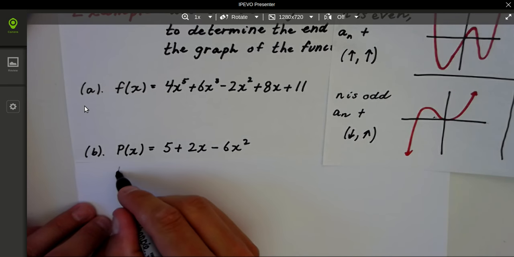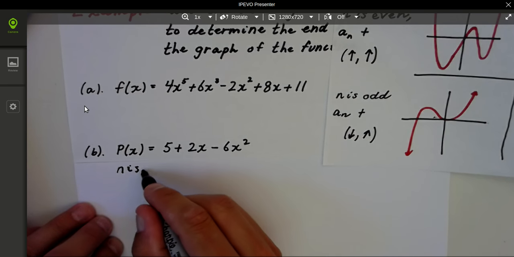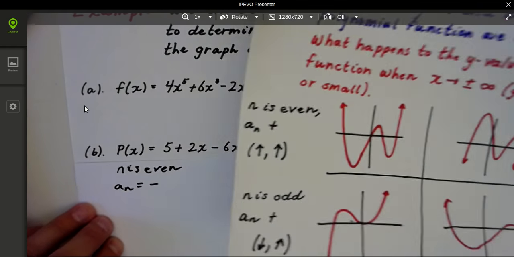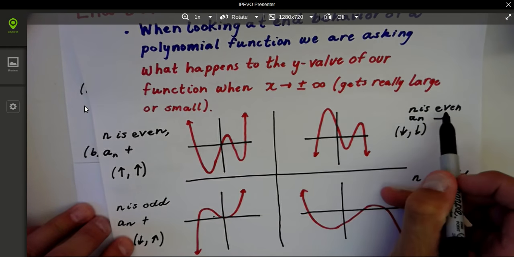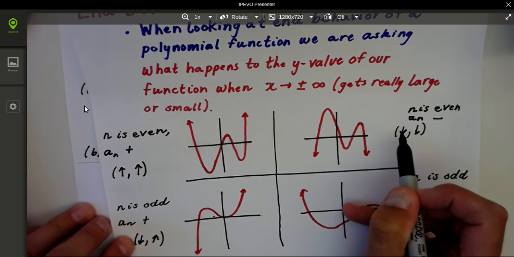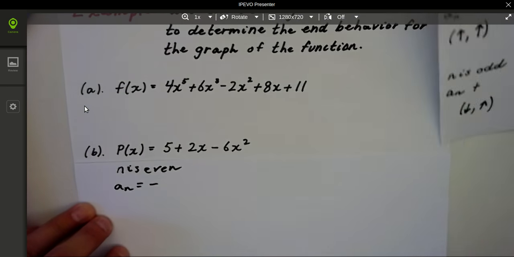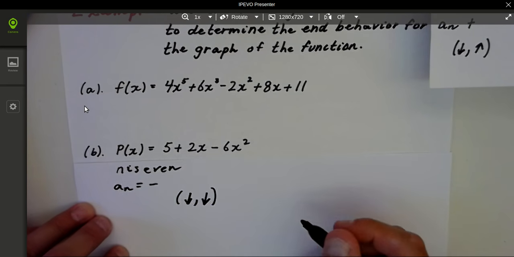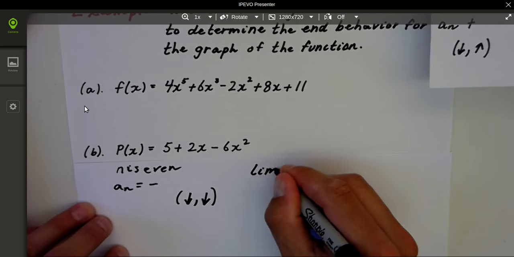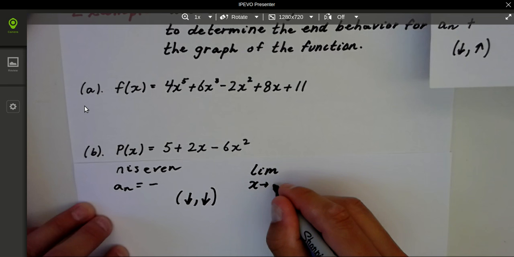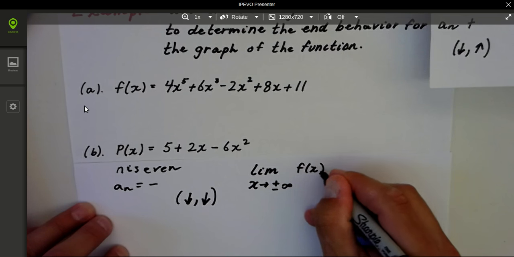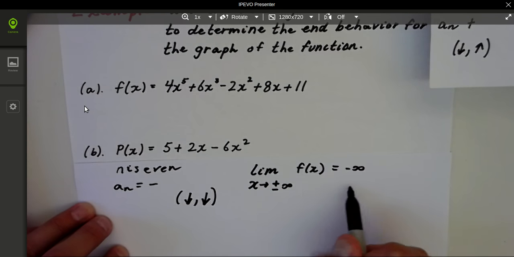So we know that n is even. Okay, n is even, and a sub n is negative. Okay, so we look at our paper here to help us. N is even, and a sub n is negative. My end behavior is down, down. Okay, so I would say the end behavior here is down, down. Okay, so in limit notation, I could say x is approaching, well, it doesn't matter if x is going to positive or negative infinity, our function is always going to negative infinity, and that's instead of writing both terms out. Okay, so there is the end behavior for part B.